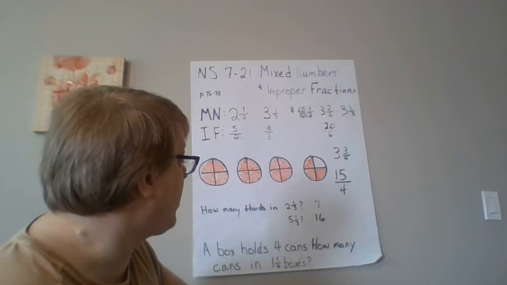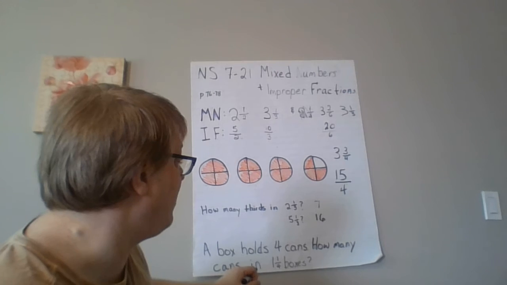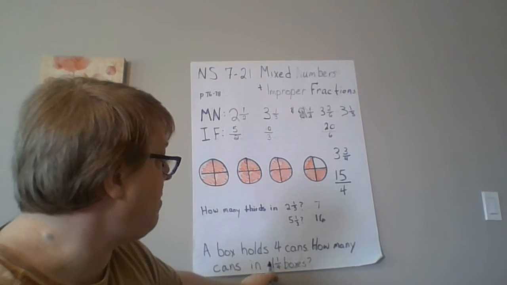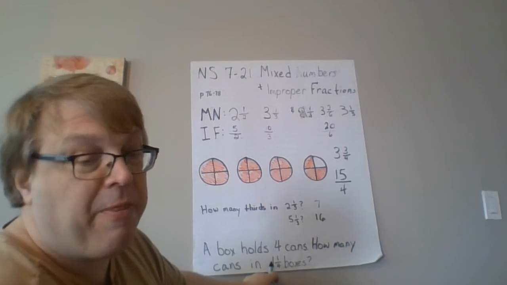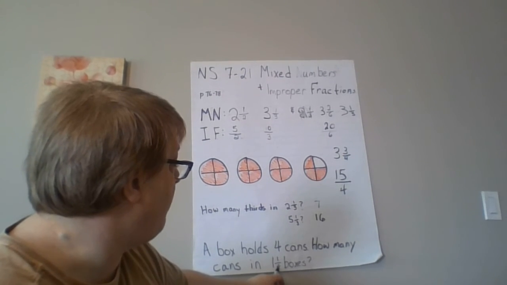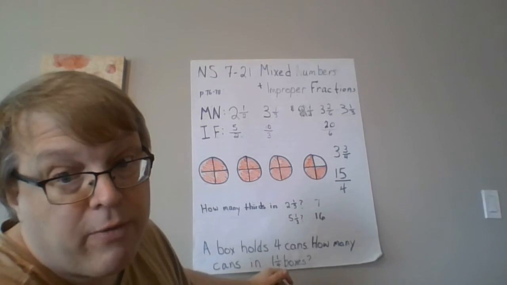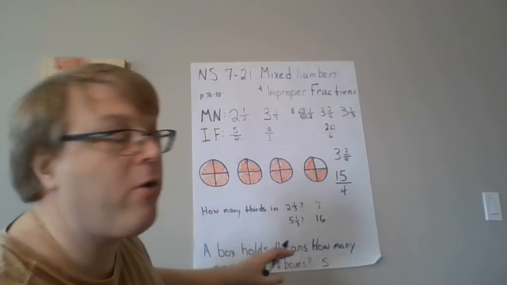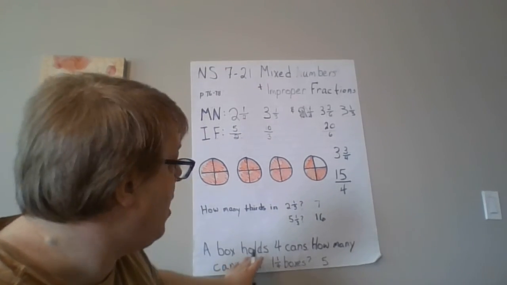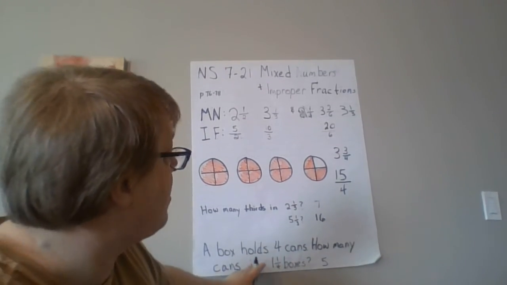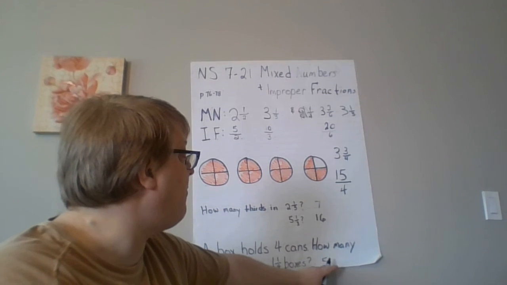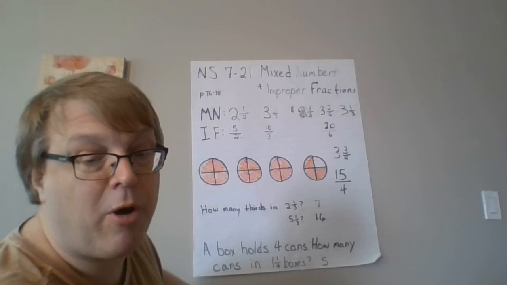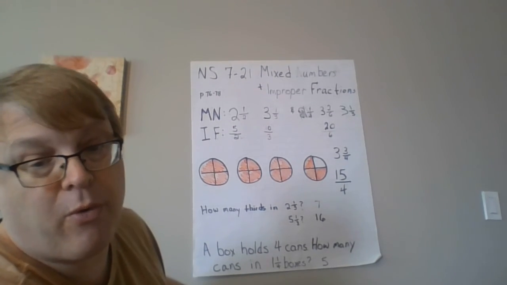A box holds 4 cans. How many cans are in 1 and 1/4 boxes? Again, the exact same question, but they just want the number. This would be 4 times 1 is 4, plus 1 is 5. Do we write 4/5? No, there's not 4/5 cans. It doesn't make any sense. Sorry, 5/4. There'd be 5 cans in 1 and 1/4 boxes of cans if each box holds 4.